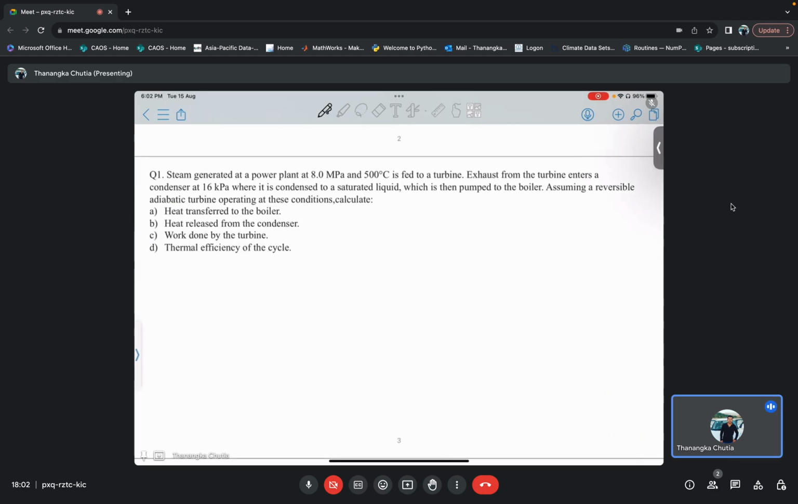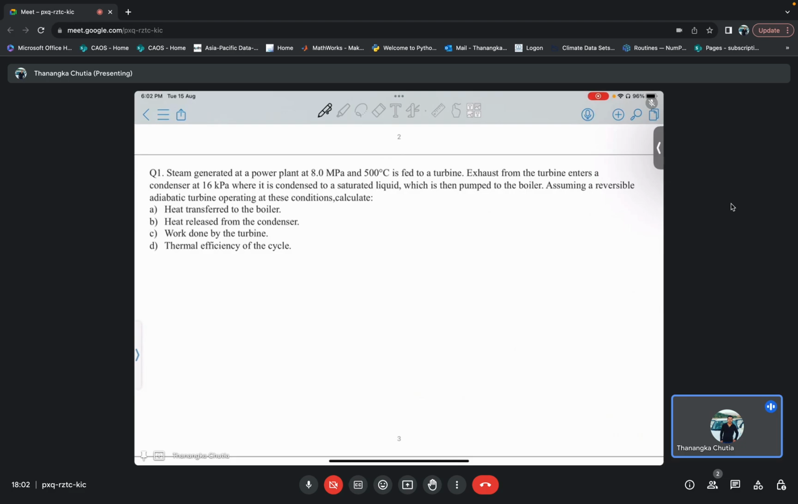Steam generated at a power plant at 8 megapascal and 500 degrees Celsius is fed to a turbine. The exhaust from the turbine enters a condenser at 16 kilopascal, where it is condensed to a saturated liquid, which is then pumped to the boiler. Assuming a reversible adiabatic turbine operating at these conditions, you have to calculate the heat transfer to the boiler, the heat released from the condenser, the work done by the turbine, and the thermal efficiency of the cycle.